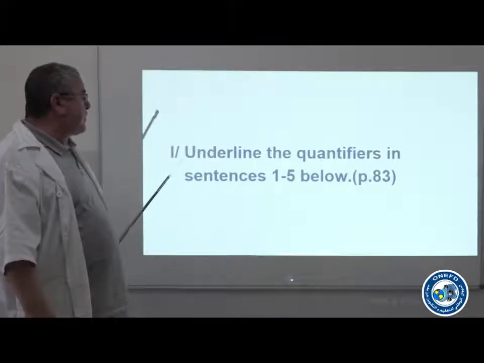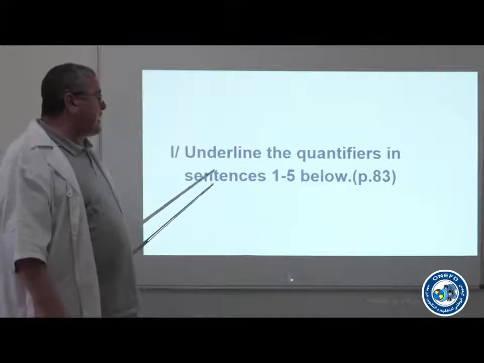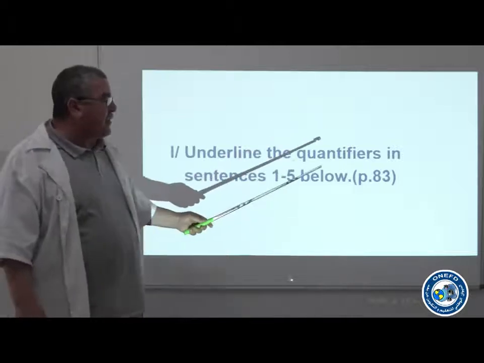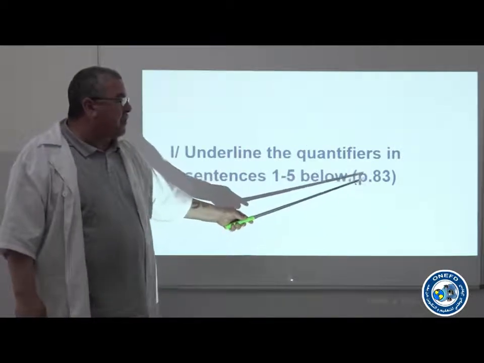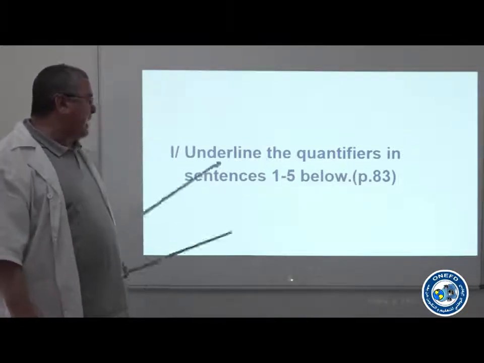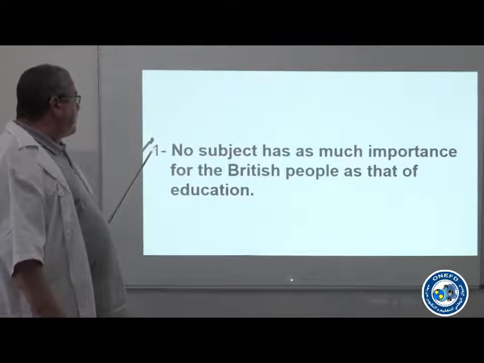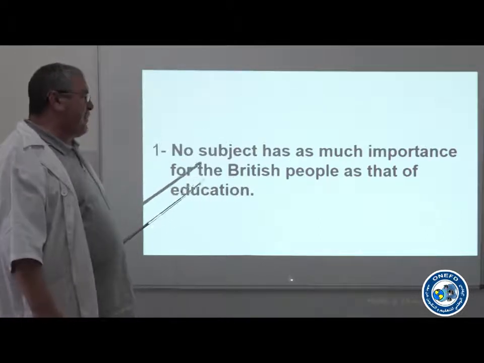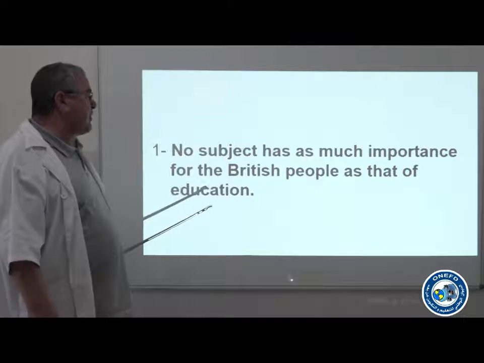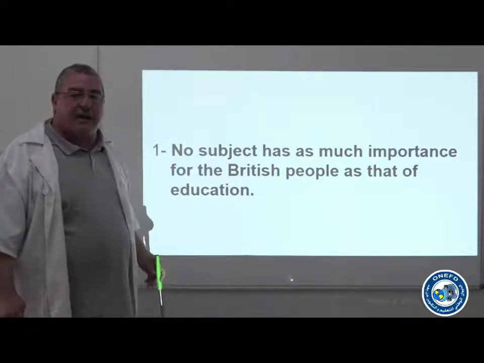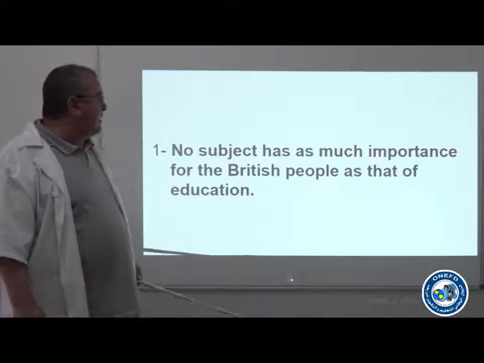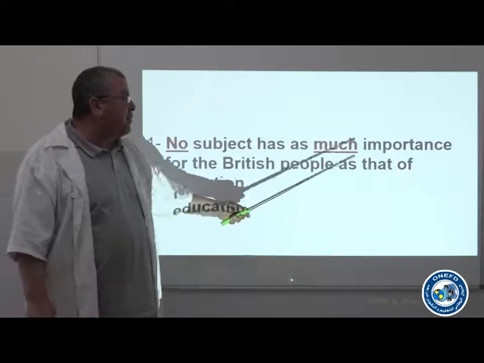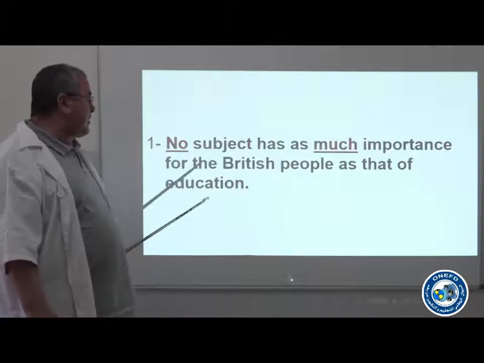Now I will ask you to underline the quantifiers in sentences 1-4 below. These sentences are taken from your textbook on page 83, so you will find it there. Sentence 1 says, no subject has as much importance for the British people as that of education. What do you think are the quantifiers in this sentence?